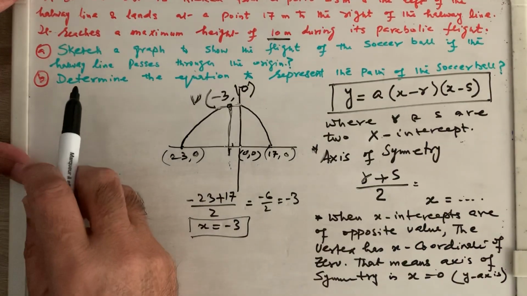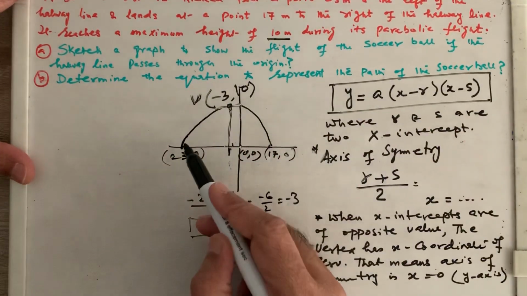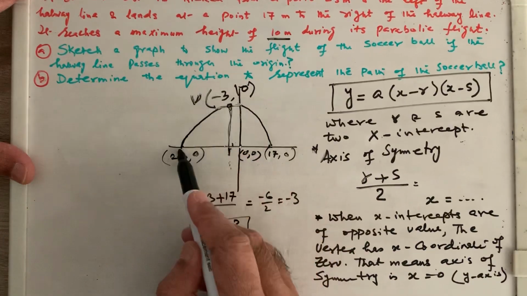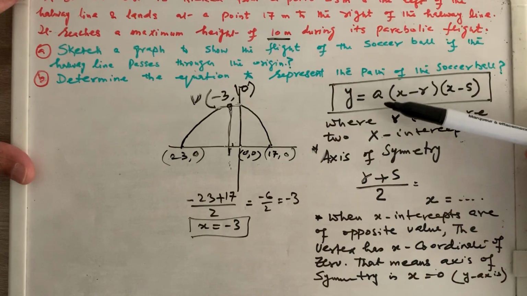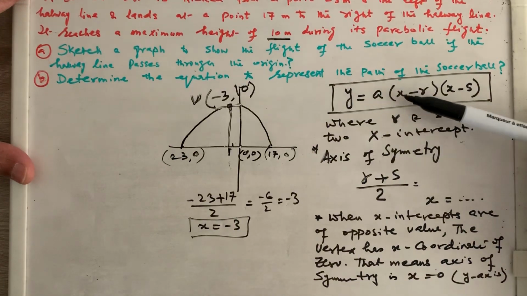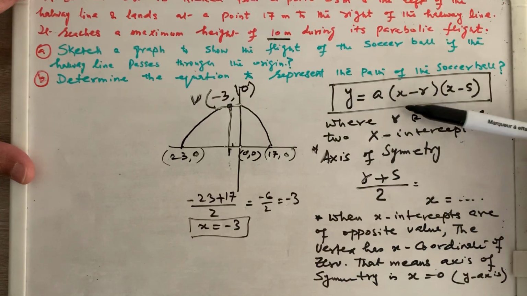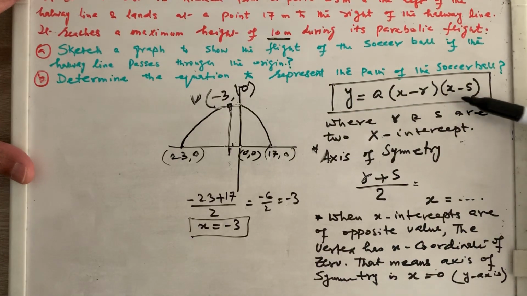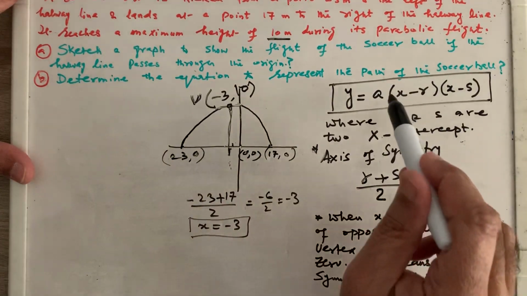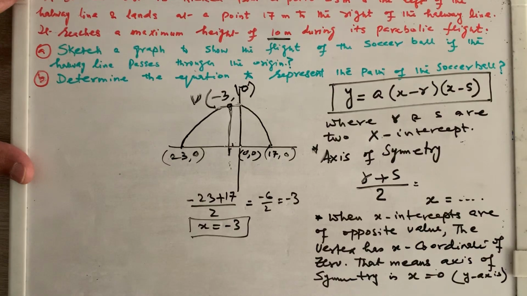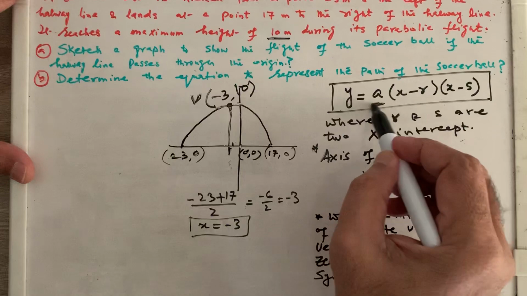And now we do the second part: determine the equation to represent the path of the soccer ball. How to determine an equation for this? I already told you that we have done the intercepts form. If two intercepts are given, the equation is y equals a times (x minus r) times (x minus s). And since this parabola is downward, that means my a should be negative. That much I know, but I don't know the value of a.